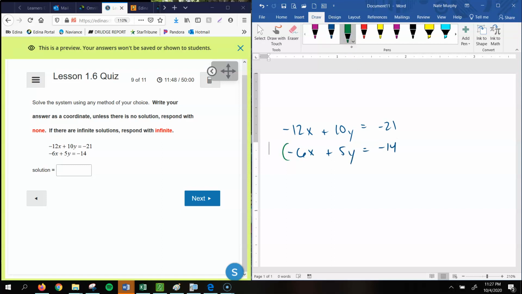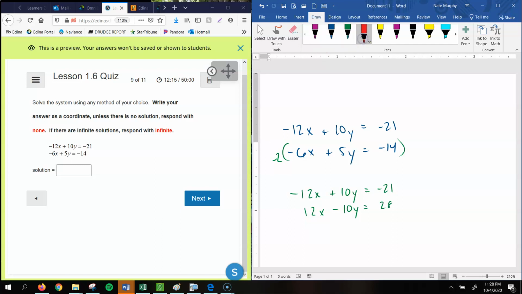All right, so let's get rid of the x's. This time I'm going to multiply by a negative 2. And the reason for that is because since we have a negative 12 already, I want this x to be a positive. So we want the opposite signs but the same values. Or like I like to say, same value but opposite sign. And so the first equation, that's not going to change, so I'm going to rewrite that. For the second equation, it becomes a positive 12x, a minus 10y, and then that would be a positive 28.